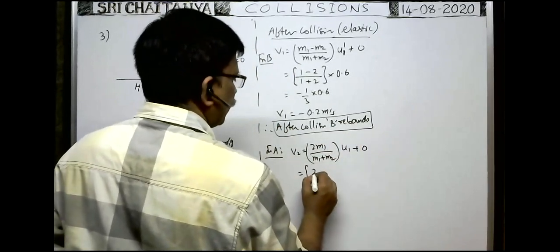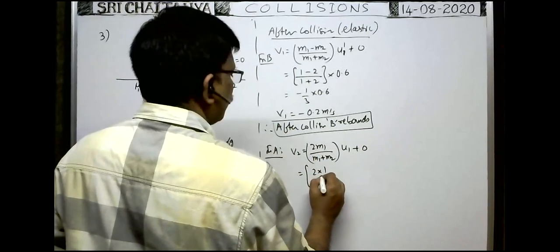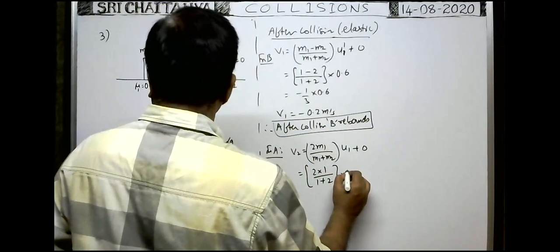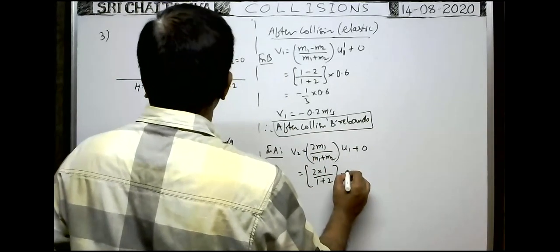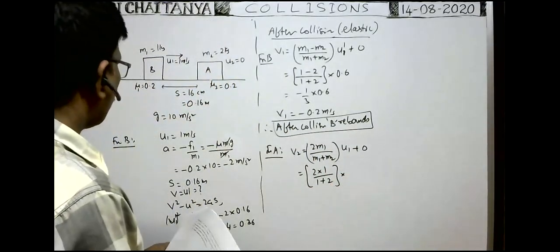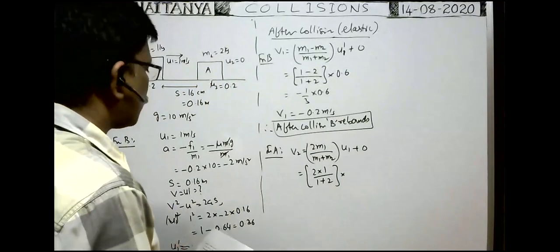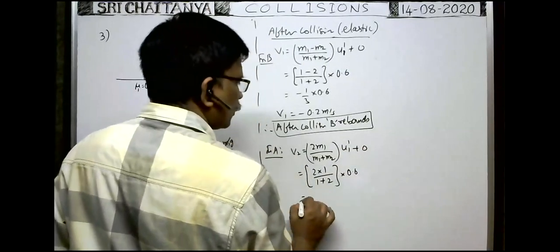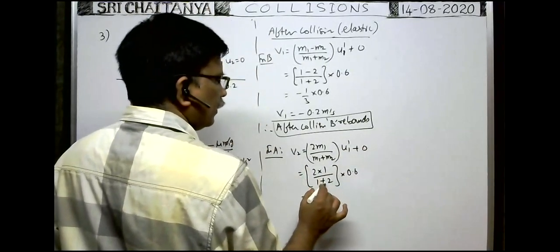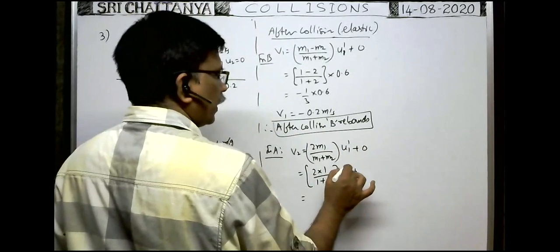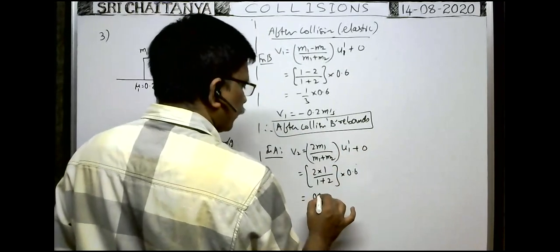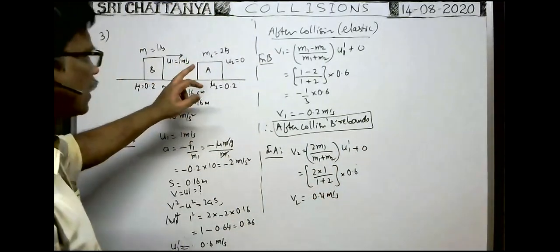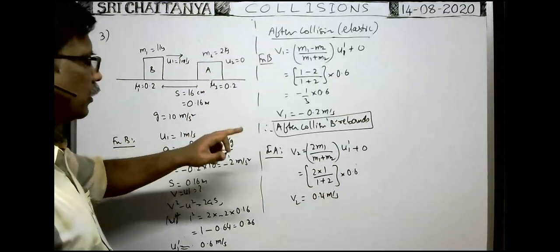That is equal to, you substitute the data, 2 into m1, m1 is 1, by 1 plus 2, into u1. We got u1 dash, the velocity, as 0.6 meter per second. So this is equal to 2 by 3 into 0.6, which is 0.2 into 2, that is 0.4 meter per second. So after collision, the velocity of the body becomes 0.4 meter per second.